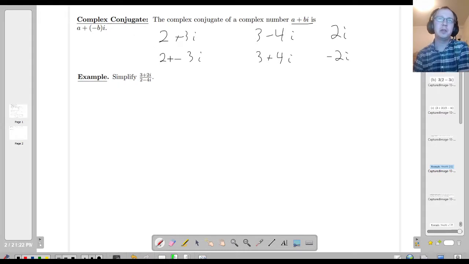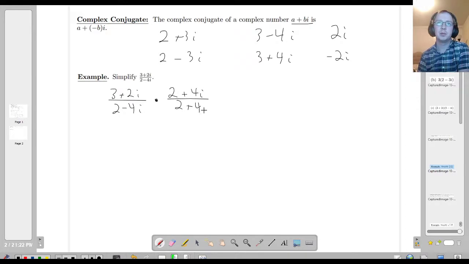Now, the main reason we care about complex conjugates is that if you ever have to simplify a number that has i in the denominator, then the trick we can use to make sure we no longer have i in the denominator is to multiply the top and the bottom by the conjugate of the bottom. So let me say that again. If you have an i in the denominator of a fraction, we never want that. The way we can fix it is multiplying the top and the bottom of that fraction by the conjugate of the bottom. So let's think, what is the conjugate of 2 minus 4i? That would be 2 plus 4i.